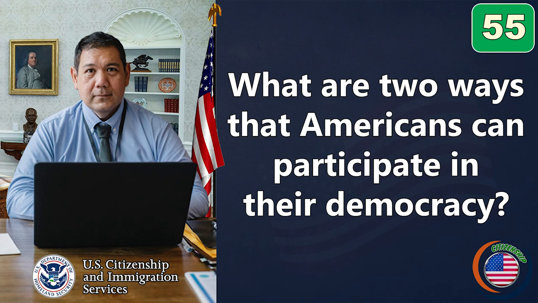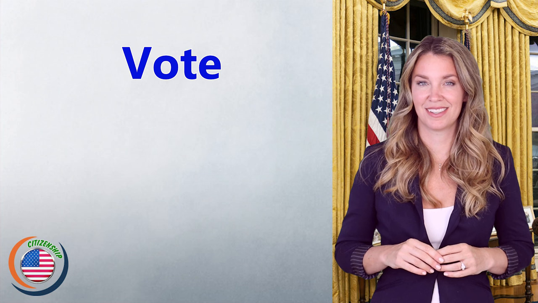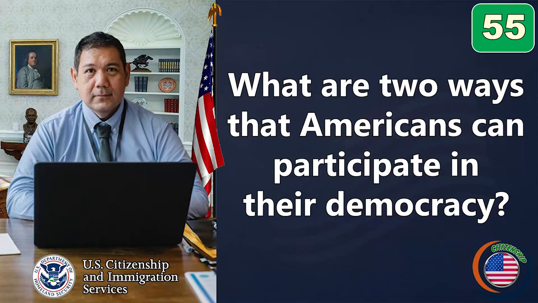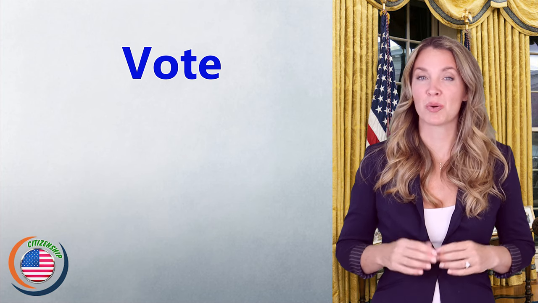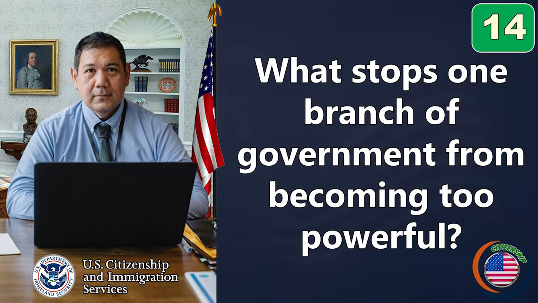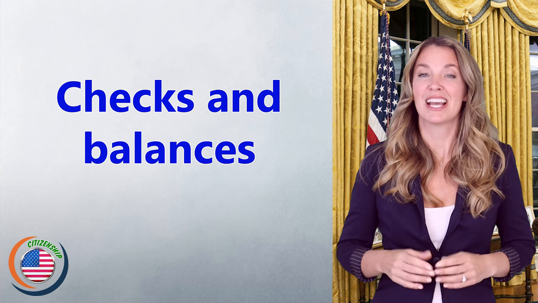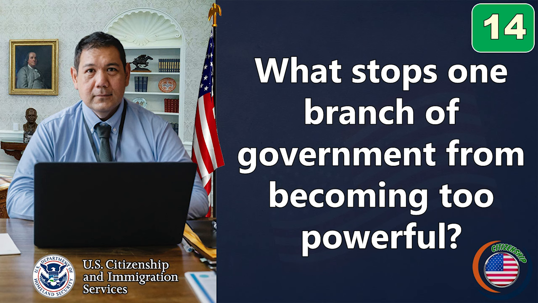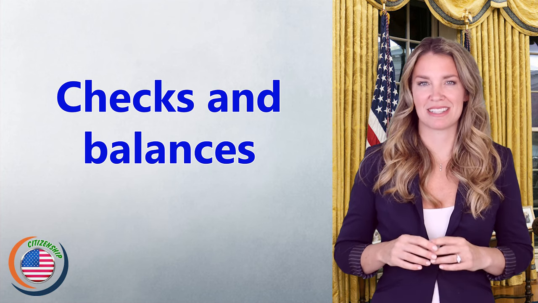What are two ways that Americans can participate in their democracy? Vote. Run for office. What stops one branch of government from becoming too powerful? Checks and balances.